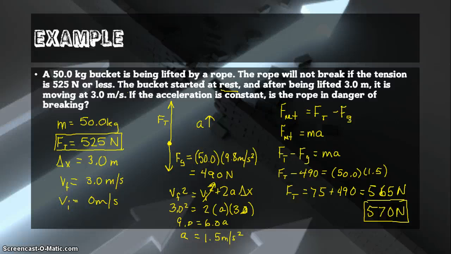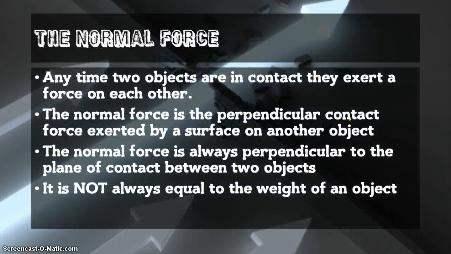So the final type of force we want to describe in this section is the normal force. Normal meaning the same thing as perpendicular. And that's going to occur anytime two objects are in contact with one another. They're going to exert a force on each other. And the normal force is in the perpendicular direction to the surface of contact. So you might want to say it's equal to the weight, but there's several cases where it's not.